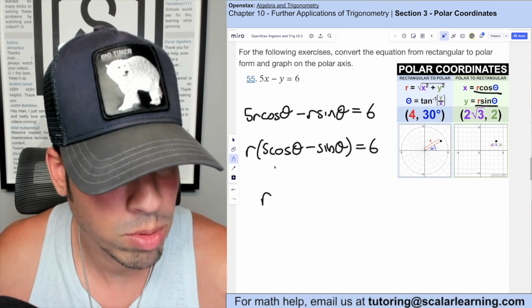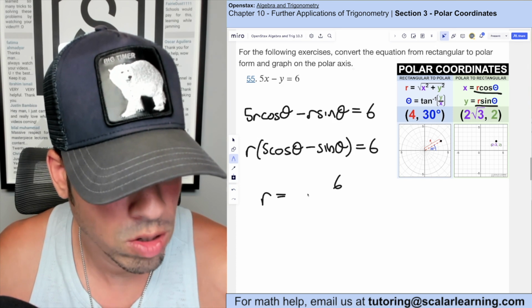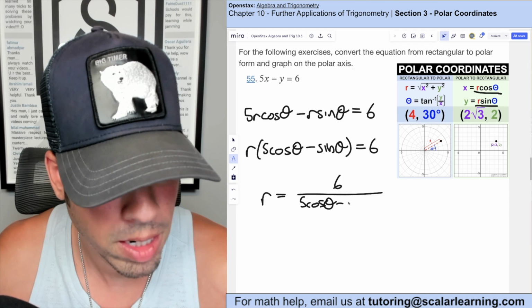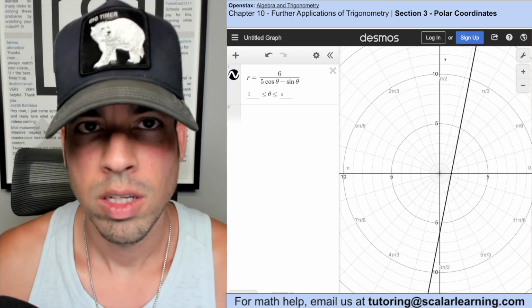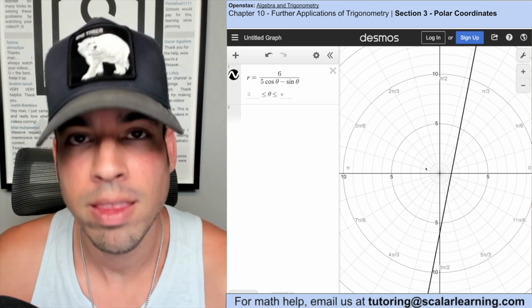Last step, we're going to divide both sides by this quantity. So we got r equal to 6 over 5 cosine theta minus sine theta. And so here's what the graph of this function looks like on the polar coordinate grid. That's how you do it.